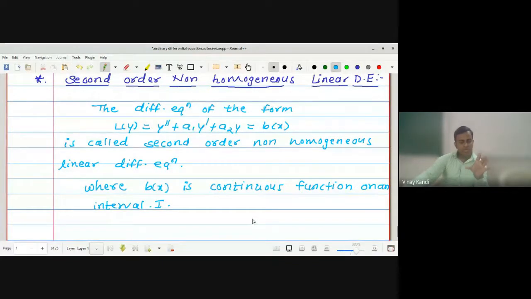Okay, any doubt up to here? The second order non-homogeneous linear differential equation.